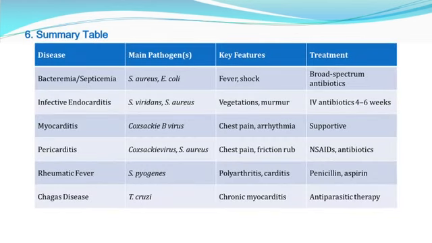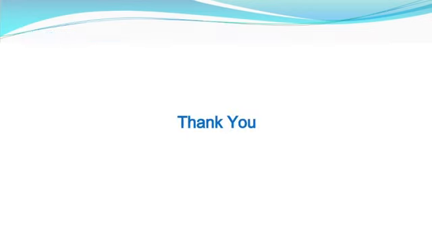To summarize, the cardiovascular system is sterile but vulnerable when breached. Major diseases include bacteremia, septicemia, infective endocarditis, myocarditis, pericarditis, rheumatic fever, and rare parasitic infections. Early diagnosis, appropriate therapy, and strict infection prevention are essential. That concludes today's lecture on infectious diseases of the cardiovascular system.